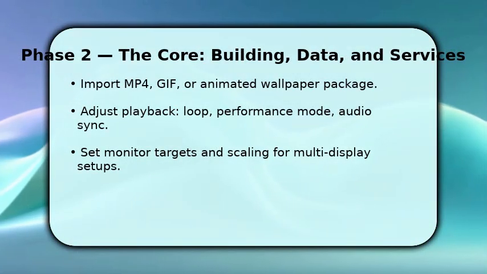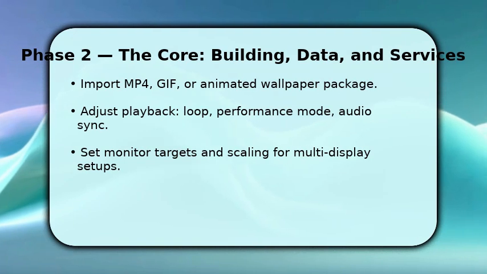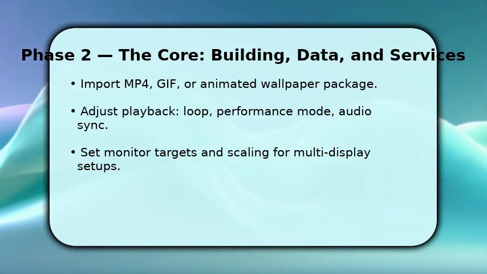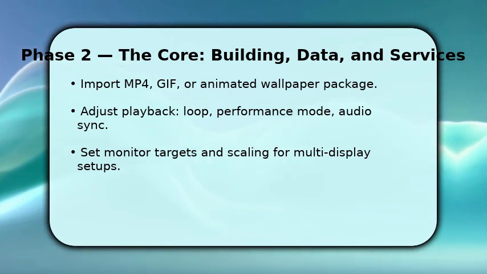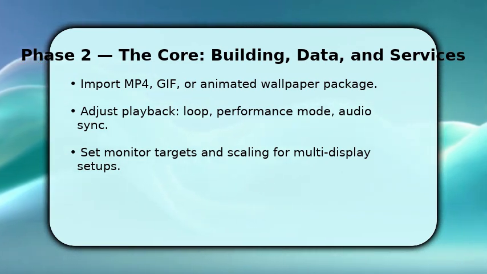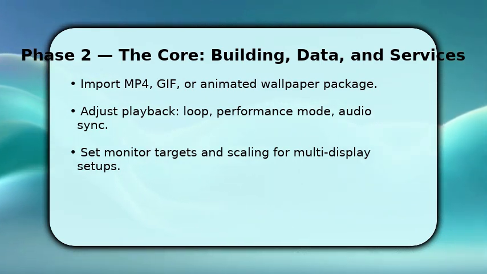Now you import the wallpaper file, MP4, GIF, or an engine-specific package. Drag and drop or use the app's import. Then configure playback options. Choose loop or single play, enable performance mode for lower CPU usage, and toggle audio sync if the animation has sound.